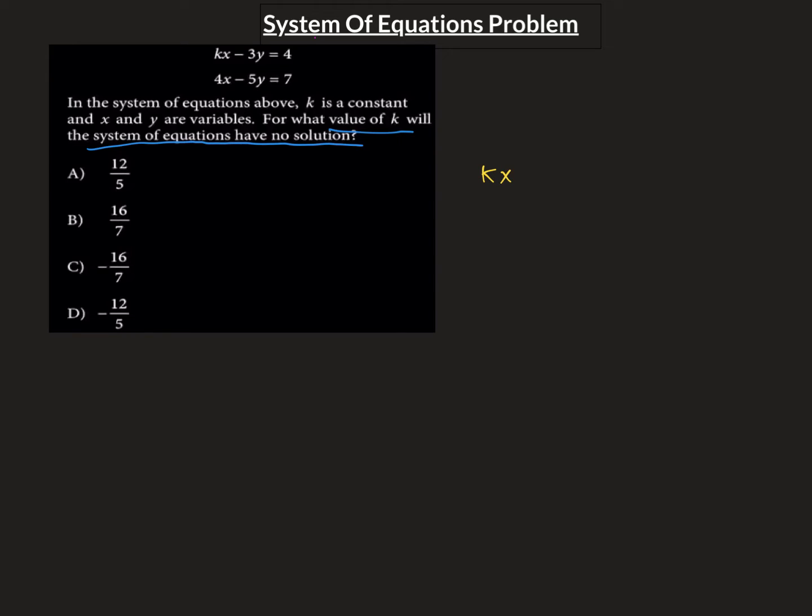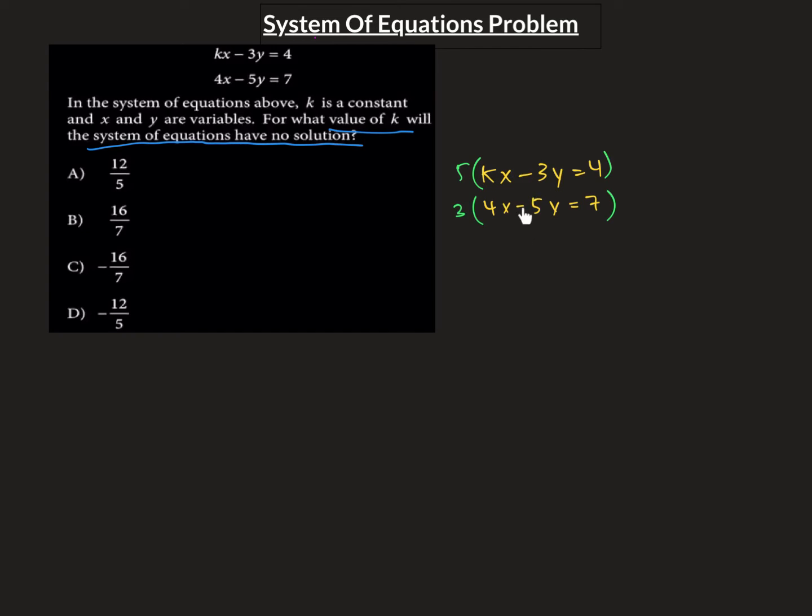So let's rewrite them. kx minus 3y equals 4, and 4x minus 5y is equal to 7. This is where you line them up, and then you try to cancel out the variables by making them equal to each other in the two equations. So let's multiply this by 5 and multiply this by 3. You're essentially trying to get the y value here and the y value here equal to each other so you can cancel them off.